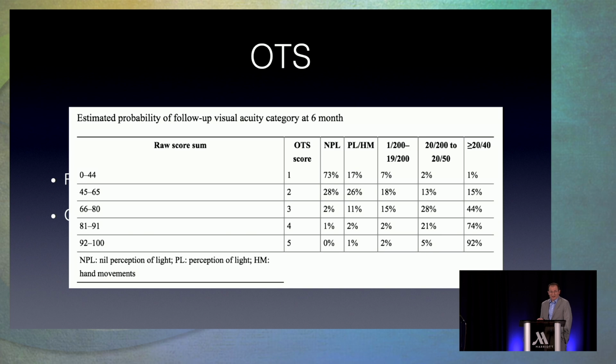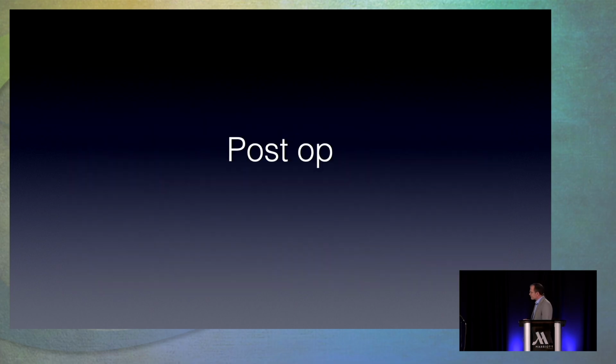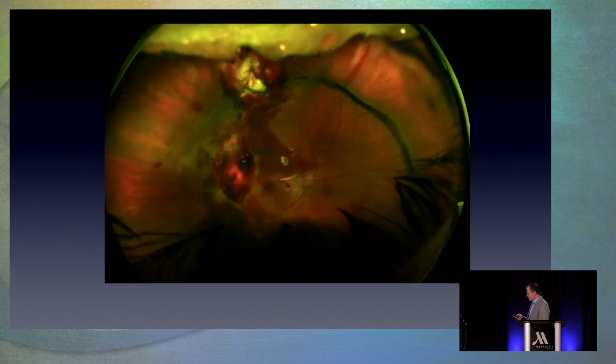Remember, his other eye is no light perception. This is an eye you might not operate on if his other eye was perfect, to be quite honest with you. So we try to do something. We put a real high posterior band on to support the area where the birdshot left the back of the eye. This is an oil-filled eye.